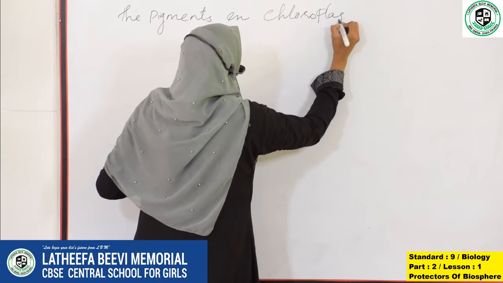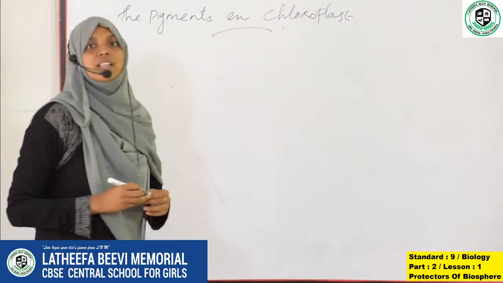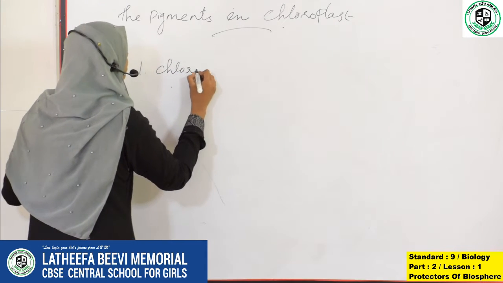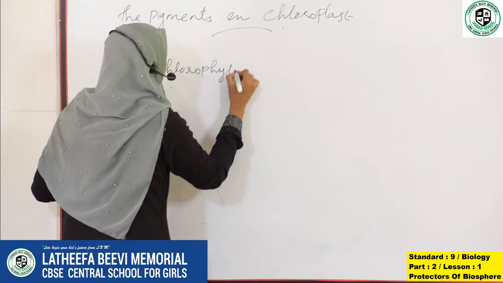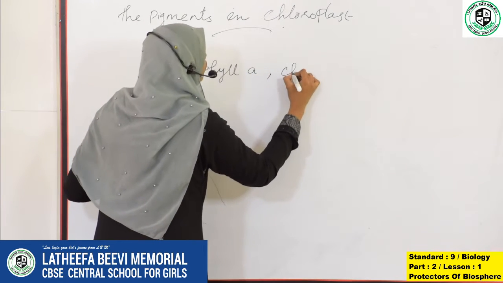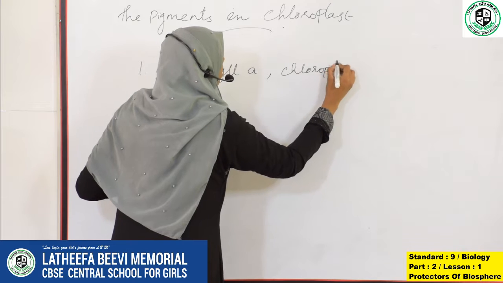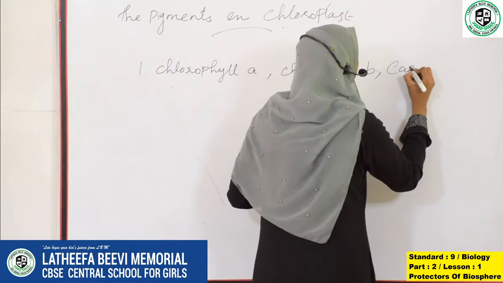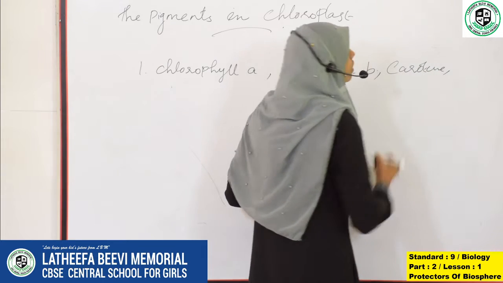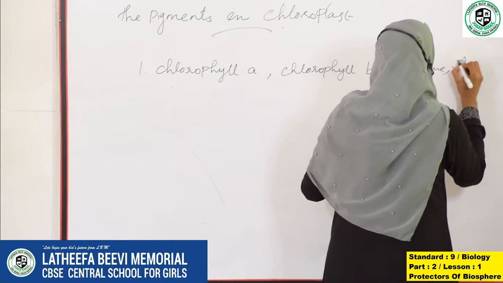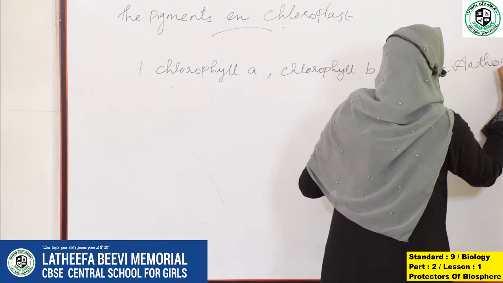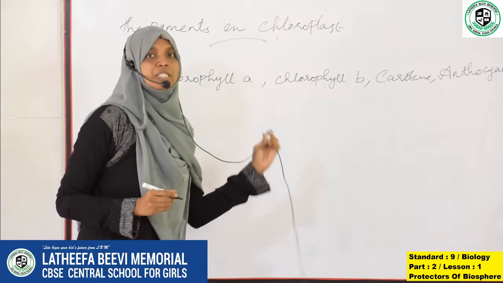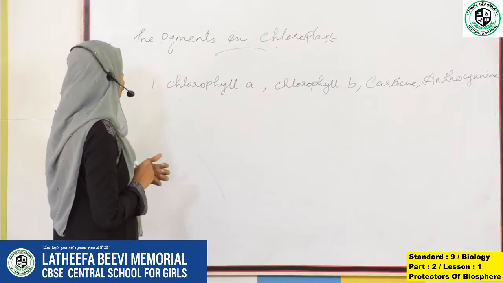Chloroplast. So what are the pigments present in the chloroplast? First one is chlorophyll A. Second one is chlorophyll B. Third one, carotene. The last one, anthocyanin. So these are the pigments present in the grana of chloroplast.